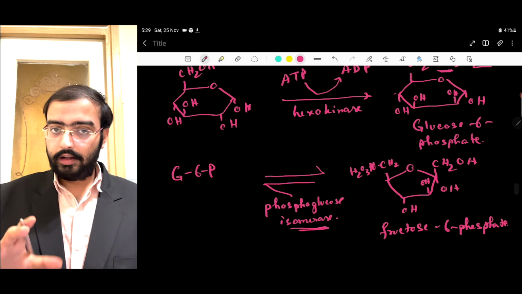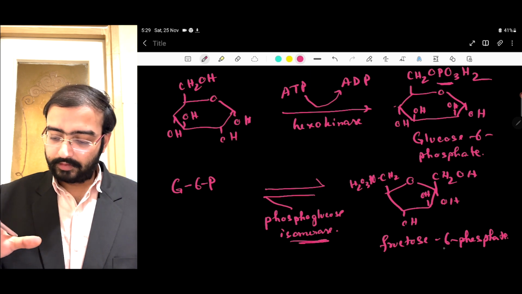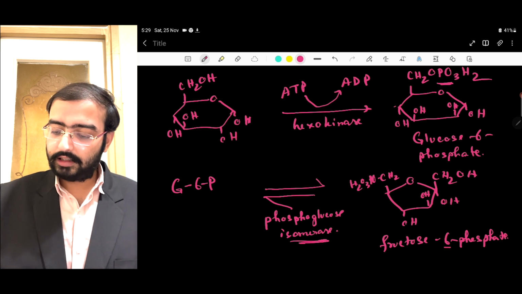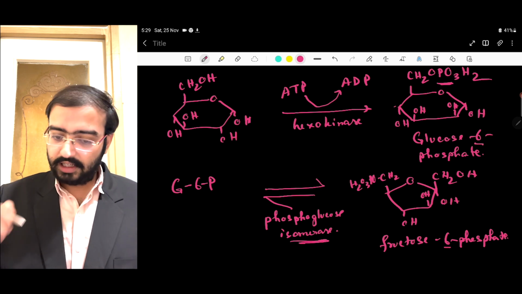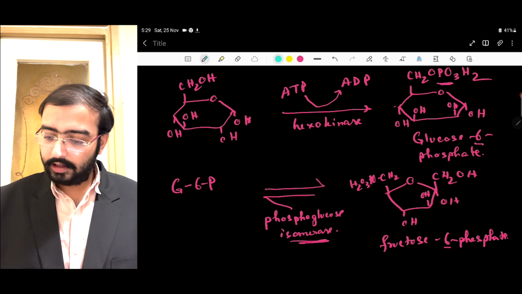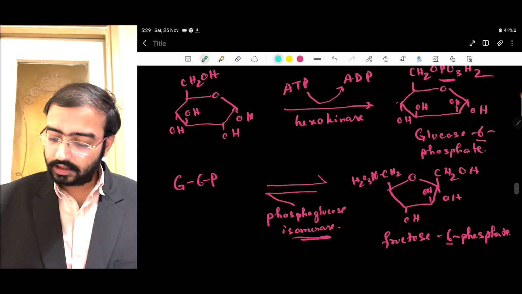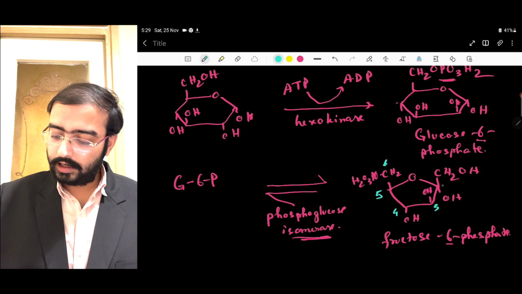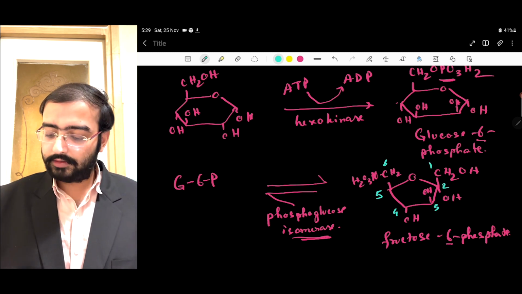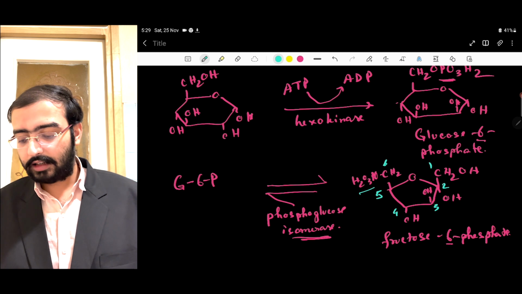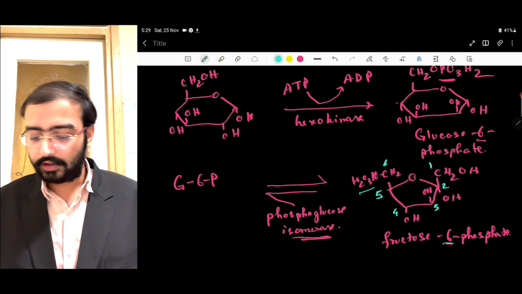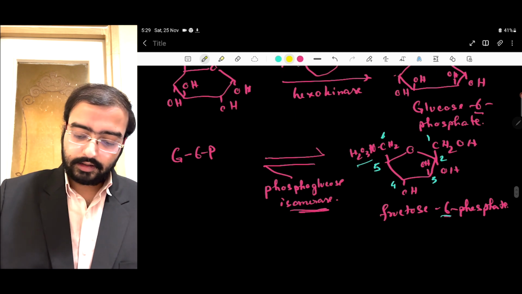Can you relate with these numberings, 6-phosphate? Please recall your basics of organic chemistry. Where is the first carbon atom? Where is the 6th carbon atom? Let's see. This is 6, 5, 4, 3, 2, and 1. So the phosphate group is on the 6th carbon atom. That is why it is fructose 6-phosphate. Okay.